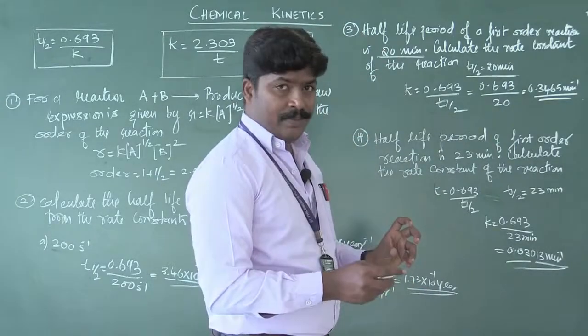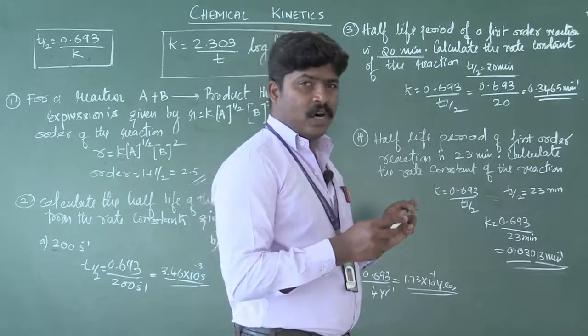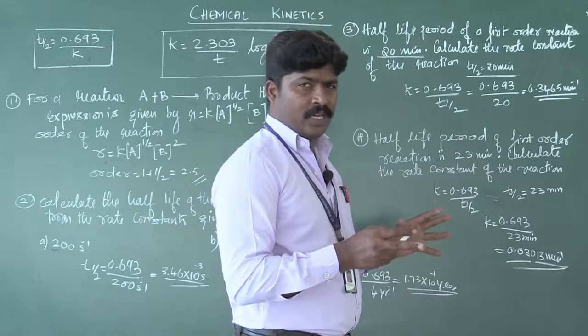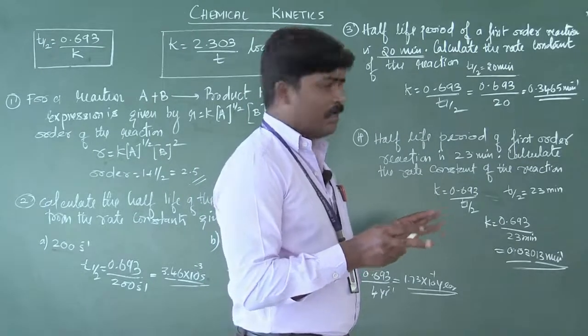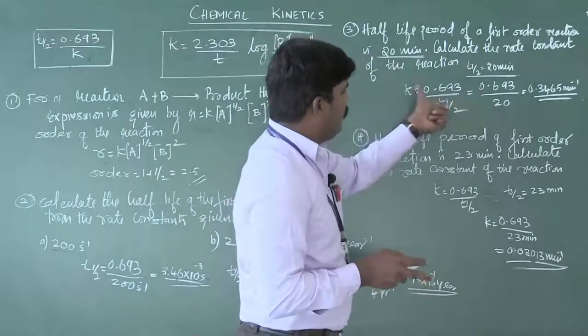Per minute means it is a first order reaction. For the rate constant of a first order reaction, the unit is per minute. So they have given the half-life, and we have found the K.